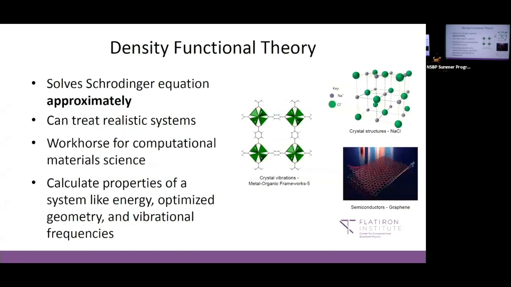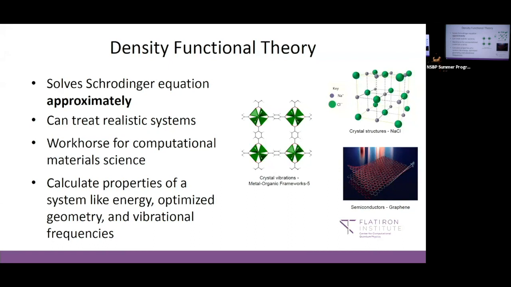Now, this is where density functional theory actually comes in. It solves the Schrodinger equation approximately. It's an approximation method, and therefore we can then treat realistic systems. So what does that mean? We can actually apply the Schrodinger equation to real life situations.